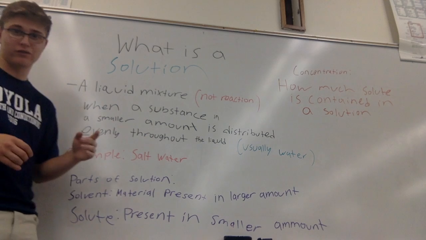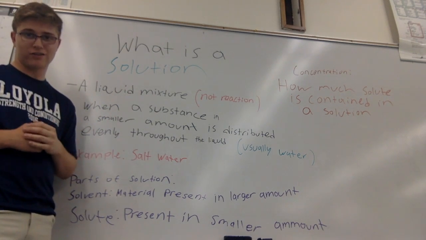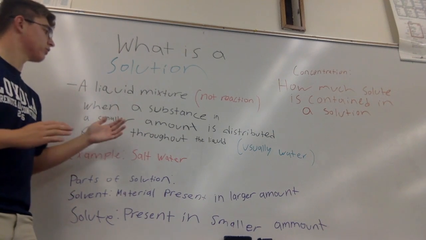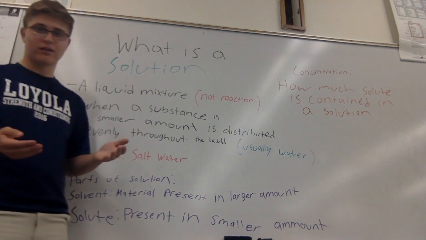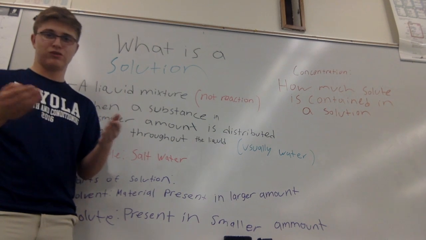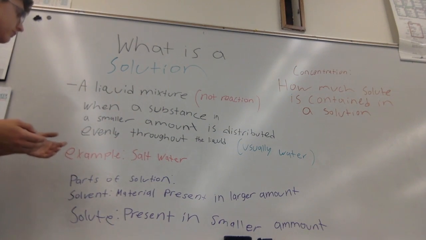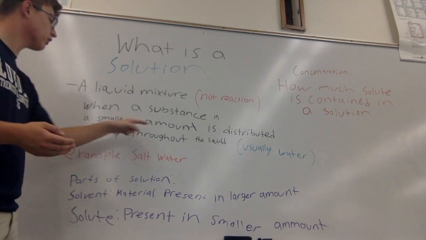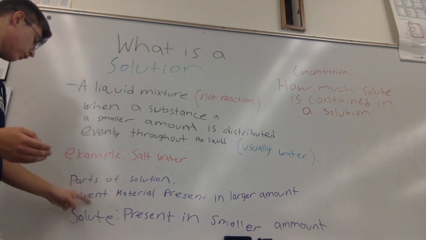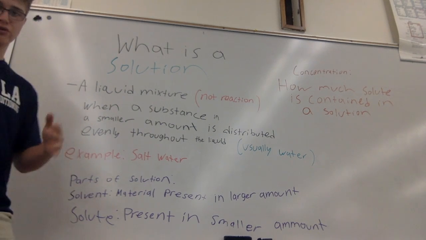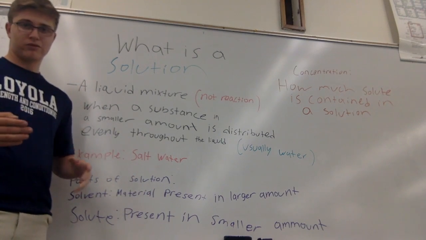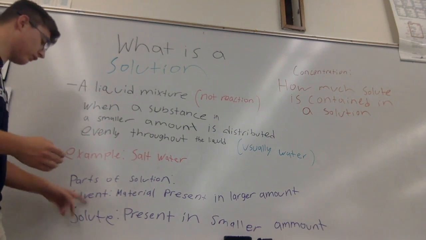A solution, the definition of a solution is a liquid mixture, not a reaction. Like in our last part of the video, when we talked about chemical reactions, a change does not happen in a solution. So for example, in salt water, I have water and I have salt. The water and salt, when they come together, they remain the same. It's still water and salt, even though you see a change, you can't see the salt anymore. So, in a solution, a substance in the smaller amount is distributed evenly throughout the liquid. So, these are called the solvent and the solute. The solvent is the material in the larger amount, which is normally the liquid or most of the time water, and the solute is present in the smaller amount. So in our example, the solute would be the salt, and the solvent would be the water.